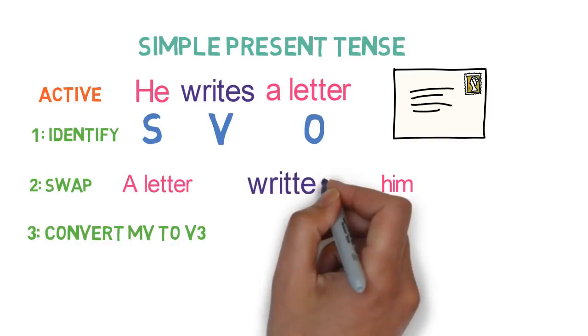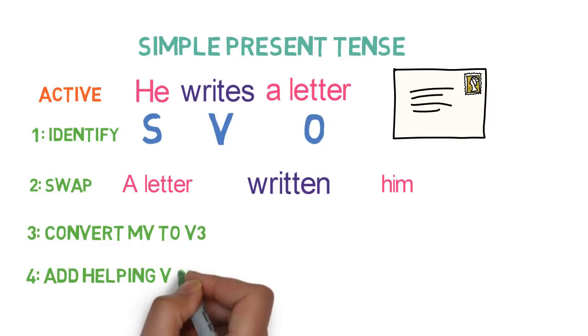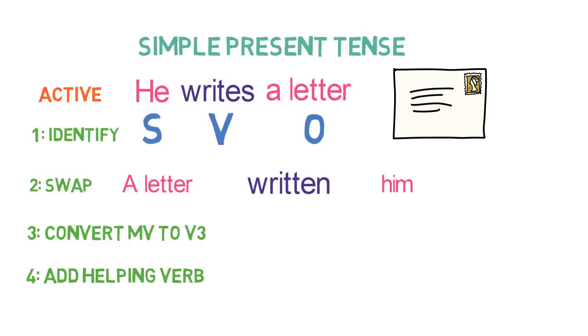So it will be written. In step 4, we need to add a helping verb. So it will be is written as it is simple present tense. Now if you read the sentence, it is a letter written him.